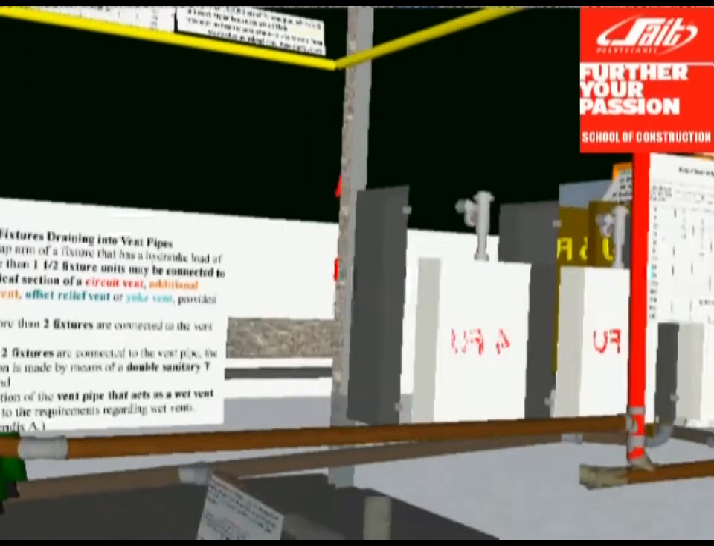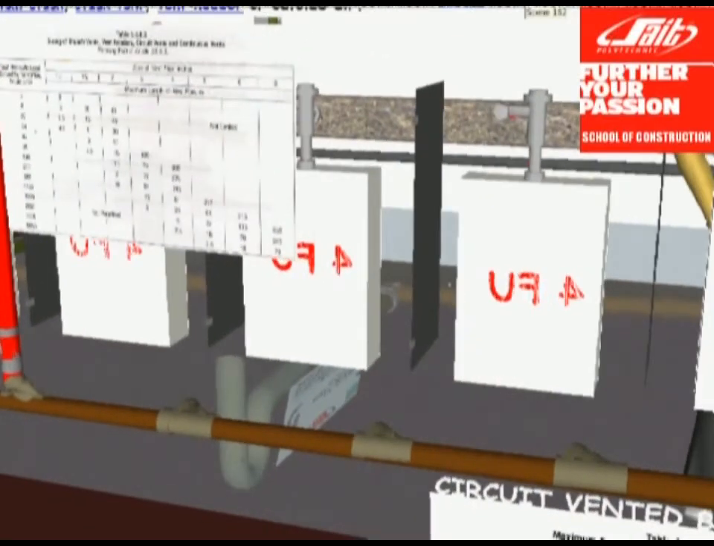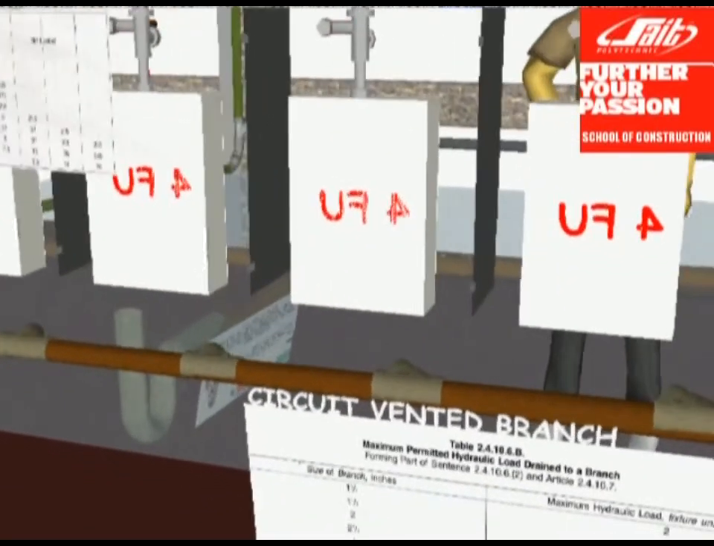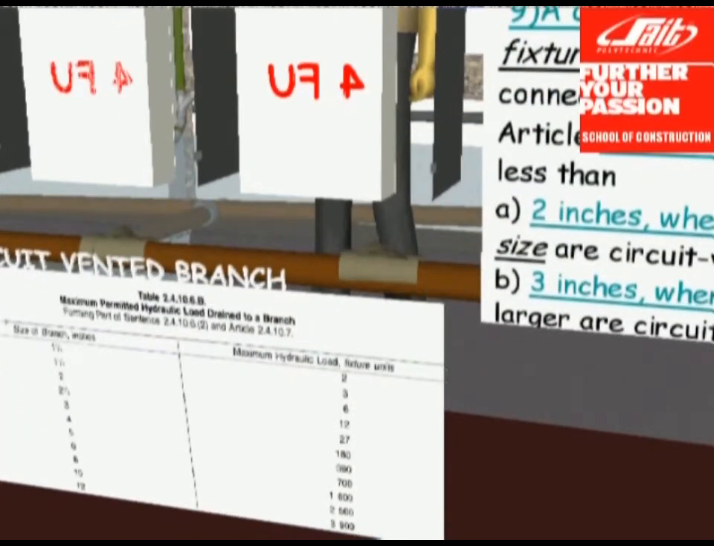The circuit vented branch is sized by 2 methods. The first one is by the branch Table 2410-6b. In this case there are 5 siphon-jetted urinals worth 4 fixture units each, so that would mean that you would need at least a 3-inch circuit vented branch.